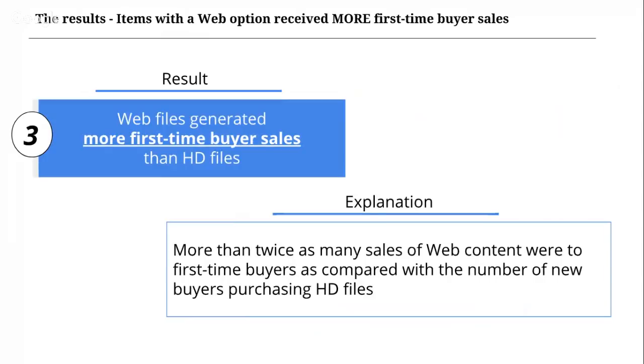The third thing that was great for us was that items with a web option received more first-time buyer sales than the control version. What that means is by offering a web version, we were able to convert more people for the first time and start to purchase at Pond5. That's great news for all of us, because the more people that come in and buy from us, the better. Especially some of these folks are earlier in their career, so it's bringing in new audience segments that may not have ever considered us before. So this was very exciting news.